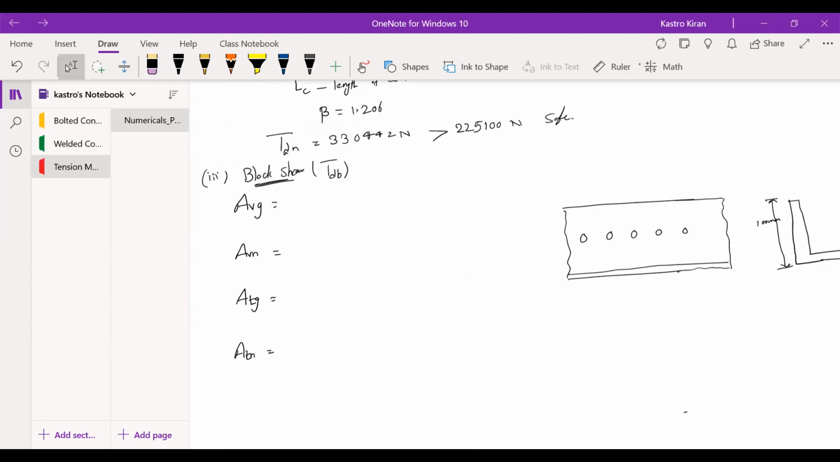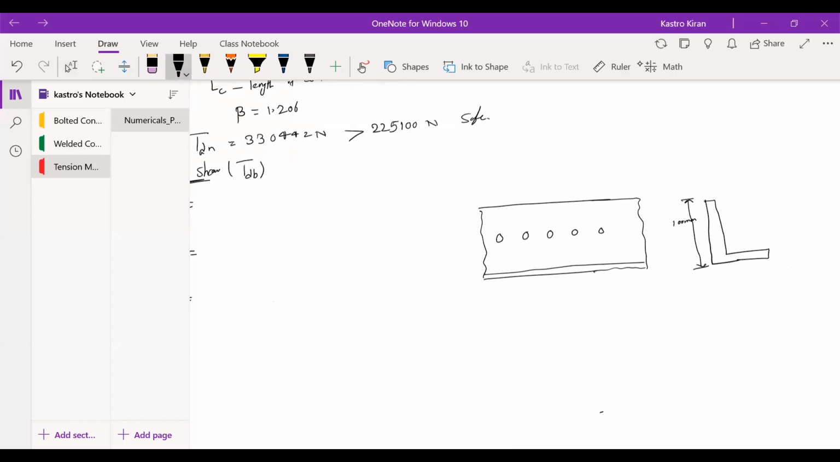Now, as I said earlier, we don't know the failure case. So how do we find out which part of the section is getting failed? Is it the top part or the bottom part? Let's just assume it this way. You know the gauge distance, that is the WI value, is taken as 40 mm, which is equal to the edge distance.